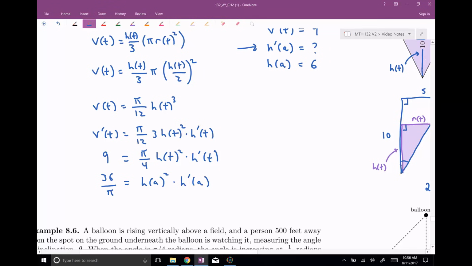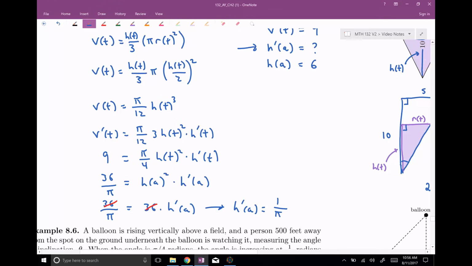h of a is equal to 6, so if I square that, that's going to be equal to 36. So I'm going to have 36 over pi is equal to 36 times h prime of a, and we can see these 36's will nicely cancel out on each side. And so this will give us that h prime of a is equal to 1 over pi.